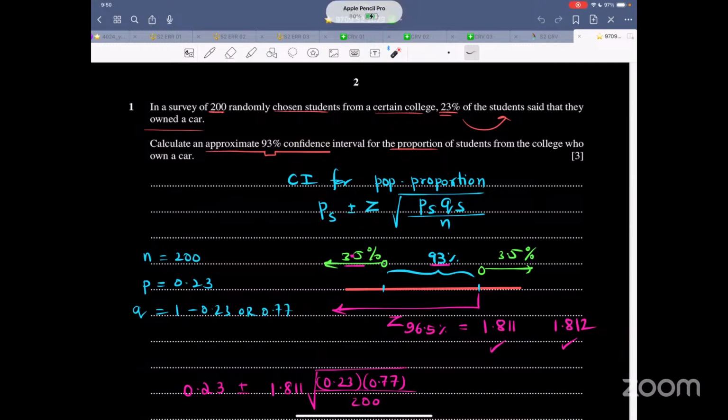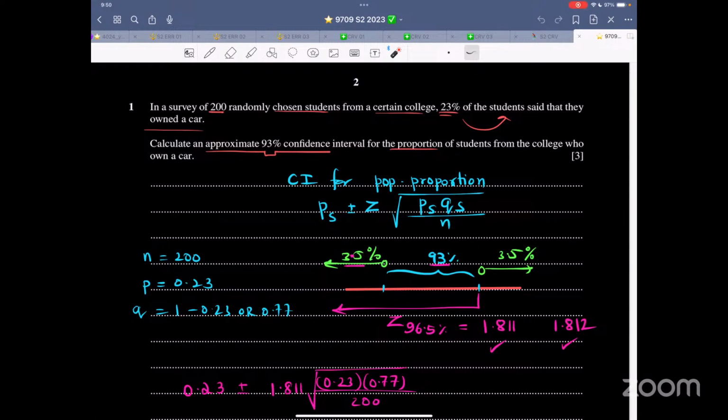The first question says, in a survey of 20 randomly chosen students from a certain college, 23% say that they own a car. Calculate an approximate 93% confidence interval for the population proportion of students from the college who own a car. Now, first of all, this is about confidence interval.